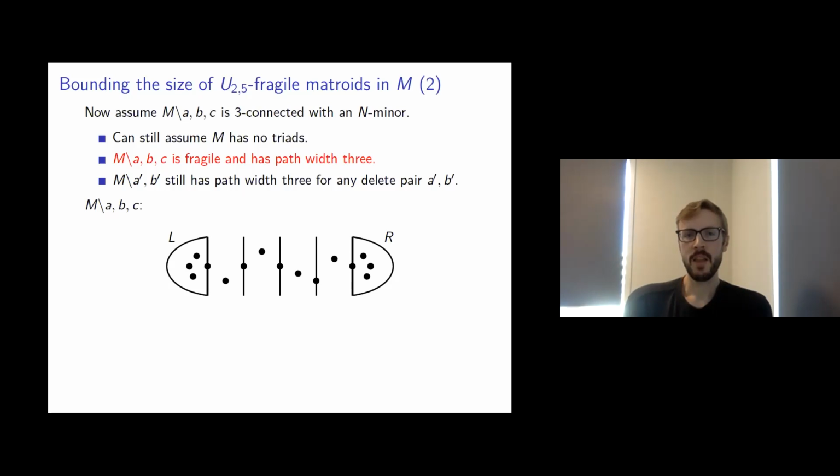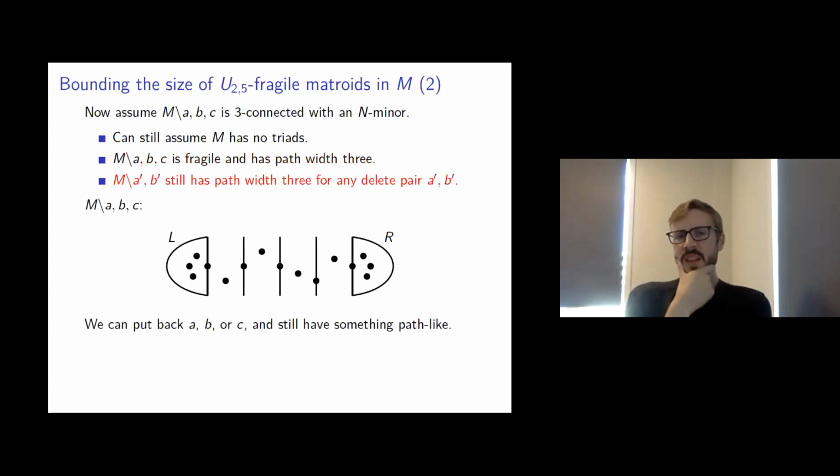Okay. So that's telling us a bit about how we could put back an A or B or a C. It could be that we put back an A as follows: it's lying on the guts, in the closure of the left and the closure of the right. Or it could be that we're putting back elements at either of the ends.